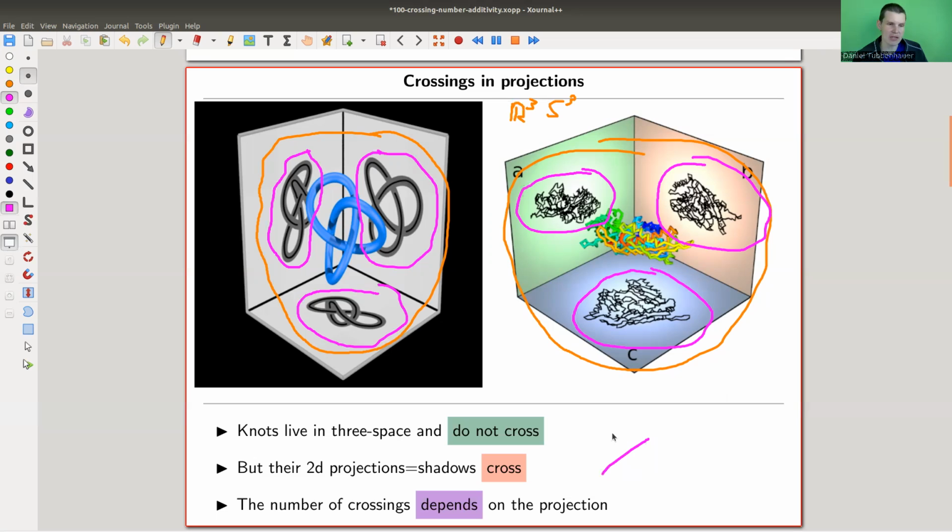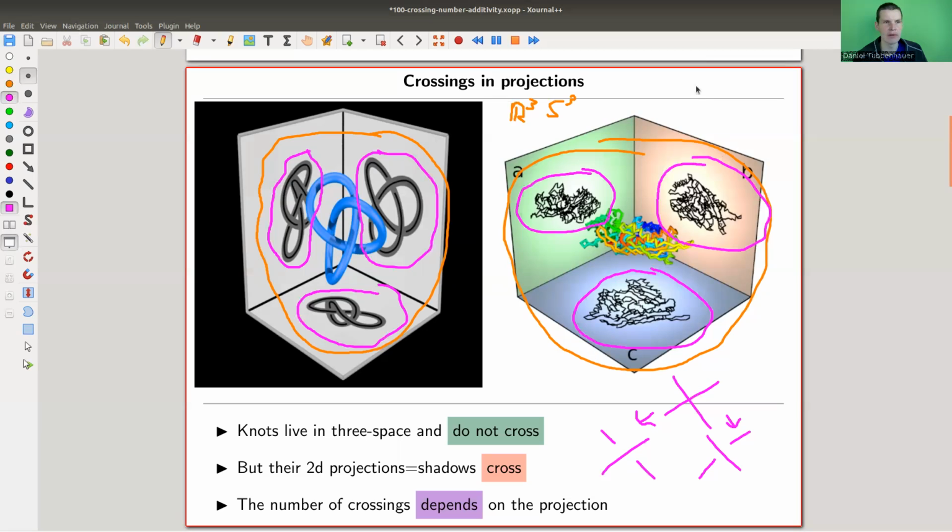The only extra information you keep track of is which strand goes over or under, instead of just using the plane projection. And you have what is called a knot projection, a knot diagram, or a knot shadow, depending a little bit. And the number of crossings crucially depends on the projection.